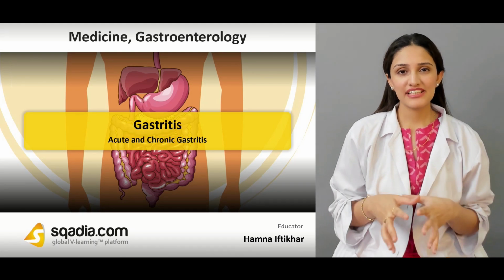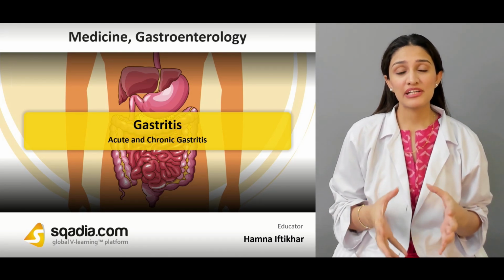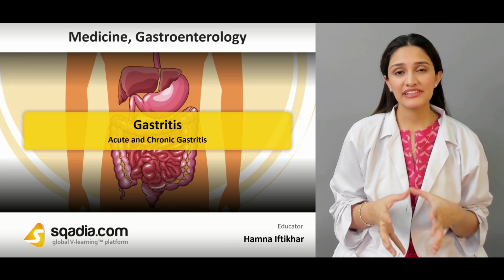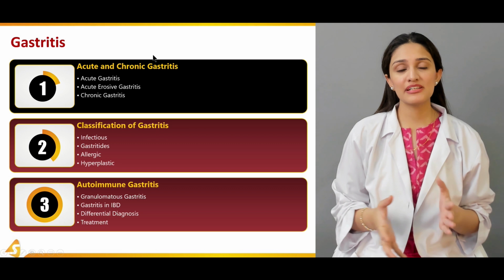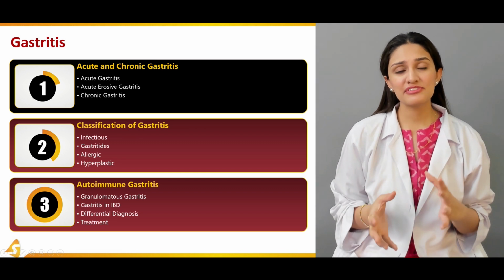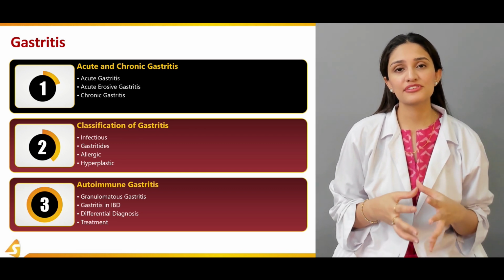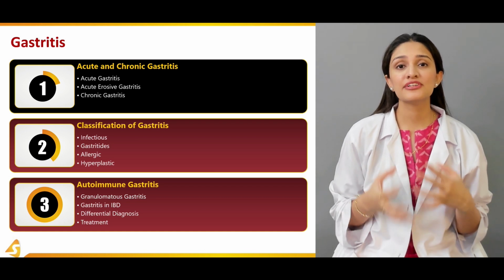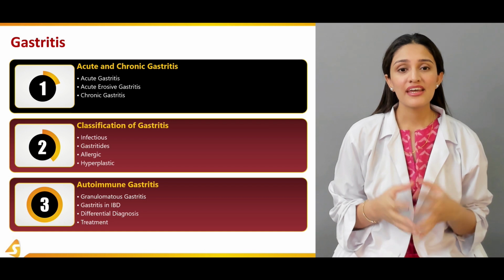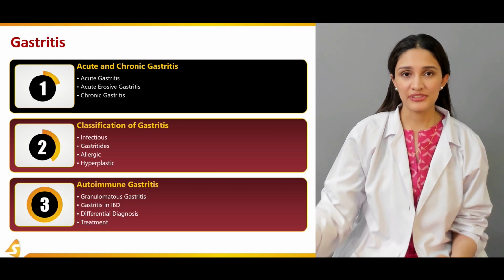So in this first section regarding gastritis, we'll be studying about acute and chronic gastritis and the differences between them. So we'll be studying about acute gastritis, and then we'll be studying a form of acute gastritis known as the acute erosive gastritis, which is also called reactive gastropathies. And then we'll be studying about chronic gastritis in detail.